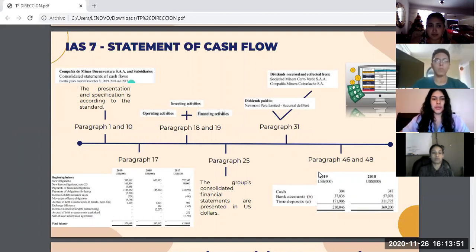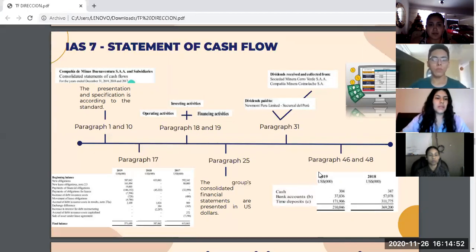In relation to IAS 7, which deals with the cash flow statement, in paragraph 1 they mention the requirements and form of presentation of the financial statement. Given this, it can be stated that the Buenaventura Mining Company complies with the format of paragraph 1 and the specification of paragraph 10, such as investment and financing activities. Regarding paragraph 17, it can be seen that the company has short-term loans and leases, so it is applying paragraph 17. The company also shows its operating, investment, and financing activities. In this way, it can be affirmed that it is applying the direct method, with which it complies with paragraphs 18 and 19 of the standard.